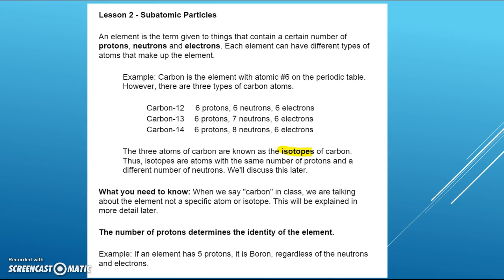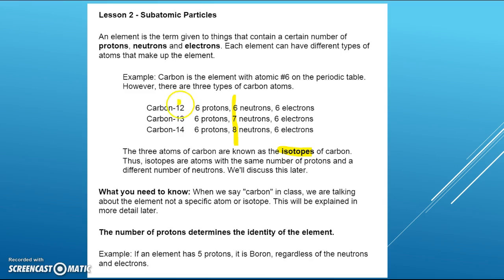So carbon is the element with atomic number 6 in the periodic table, but there are actually 3 types of carbon atoms as listed here. We have carbon 12, carbon 13, and carbon 14. Now, as you look down through here, the only thing that changes is the number of neutrons, so that all of these species of carbon have 6 protons and 6 electrons. But as you see, carbon 12 has 6 neutrons, carbon 13 has 7 neutrons, and carbon 14 has 8 neutrons.